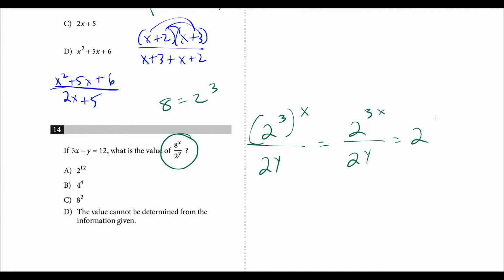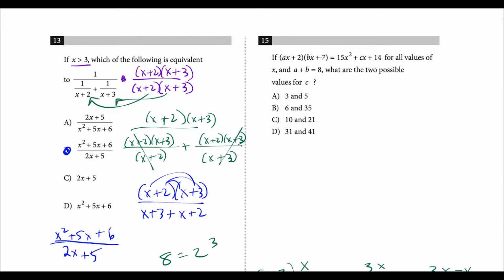And now this is going to be equal to 2. Law of exponents, when I divide exponents with the same base, we subtract. So we have 2 to the 3x minus y, and there it is. We're just going to replace 3x minus y with 12. So this is 2 to the 12th power, choice A.